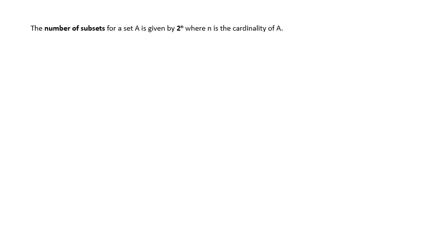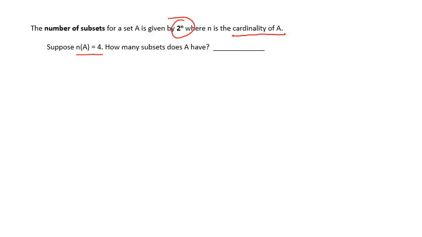The number of subsets for a set A is given by this formula right here, 2 to the n, where n represents the cardinality of the set. In other words, n is the number of elements in the set. For example, suppose we know a set has 4 elements. How many subsets does this set have? Well, 2 to the 4th power is 16.